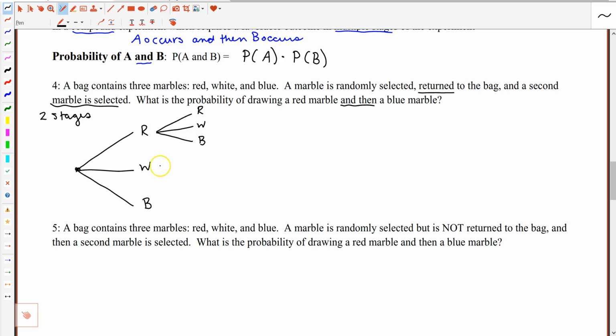That's going to be true regardless of what you pulled out on the first stage. So on the second stage, from each one of these first stage outcomes, we're going to draw 3 branches and record what we could get. Then using the fundamental counting principle from the previous section, in terms of the total number of outcomes, there are 3 outcomes on the first pull and 3 outcomes possible on the second pull. So overall there are going to be 9 outcomes in your sample space.